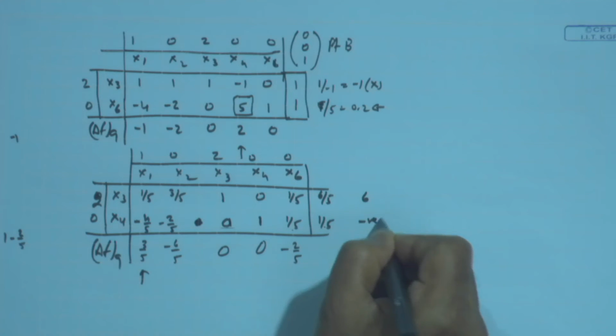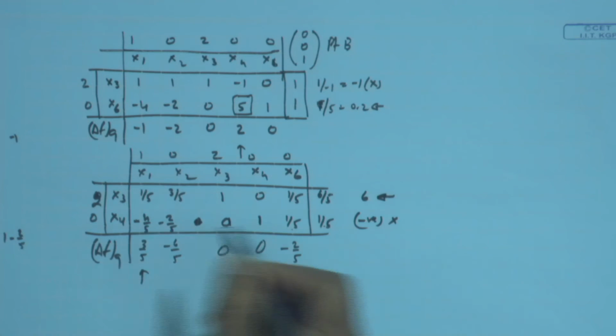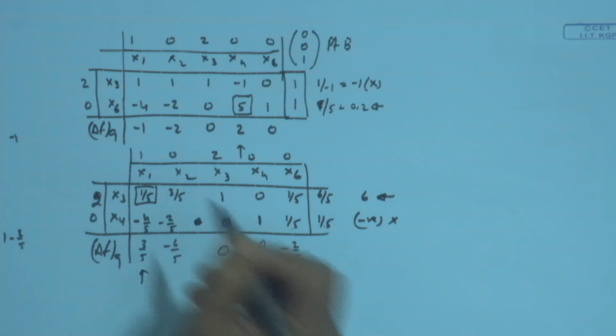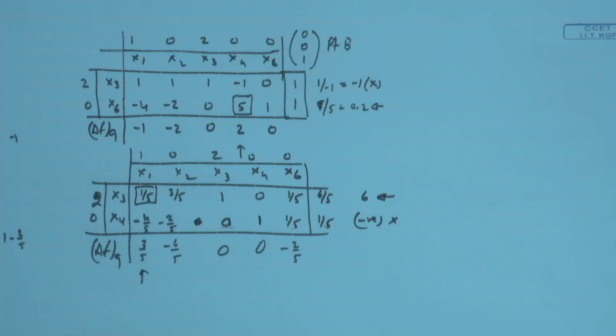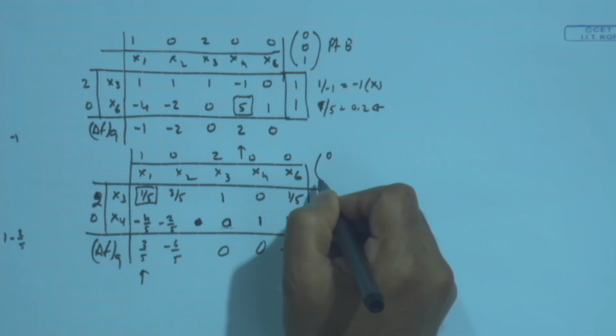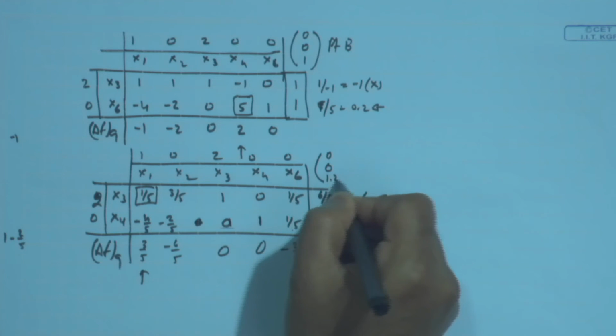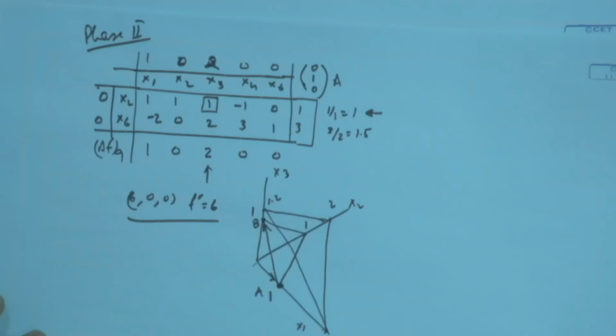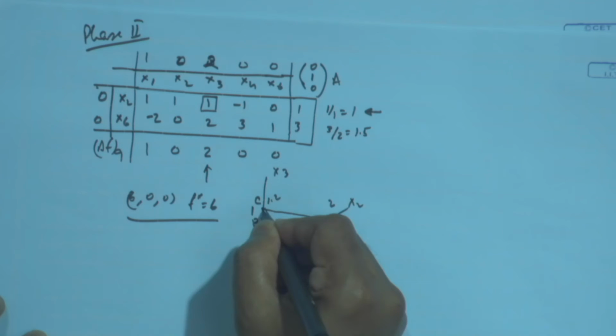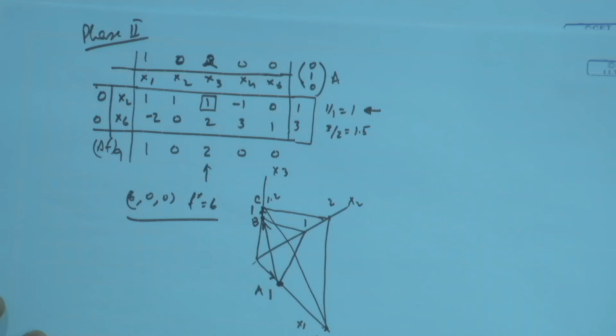And this is negative, so I don't worry about it. So this is the one. Now it says x3 will be replaced by x1. Okay? And what point is this? x1 is still 0. x2 is still 0. x3 is 6 by 5, 1.2. And you see, I am getting now to this point. This is my point C. I moved here. Okay? Up there.